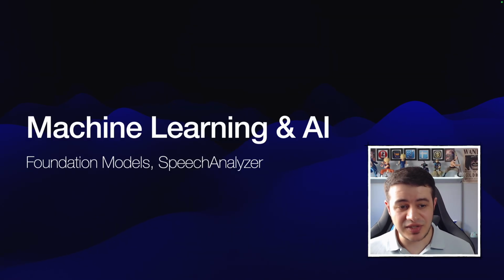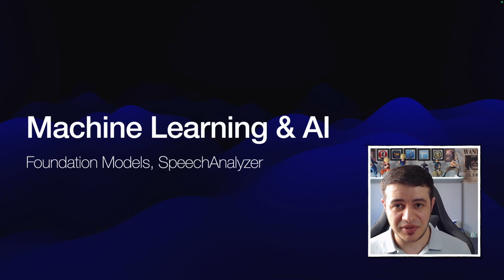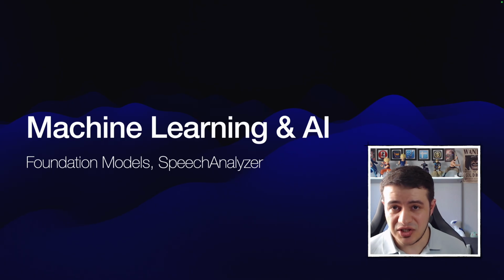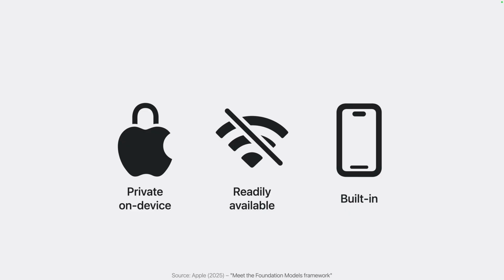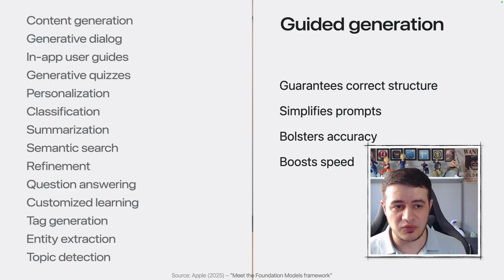But let's move on to the next topic, which is machine learning and AI, which obviously was a big topic this year. So we'll be talking about foundation models and SpeechAnalyzer. Let's take a look. Foundation models has the great advantage that it's on device, which makes it automatically private, and also no delays from any web servers. So it's always readily available and it's built in, so it's not going to be adding 1 GB or something like that to your app, which are great advantages.